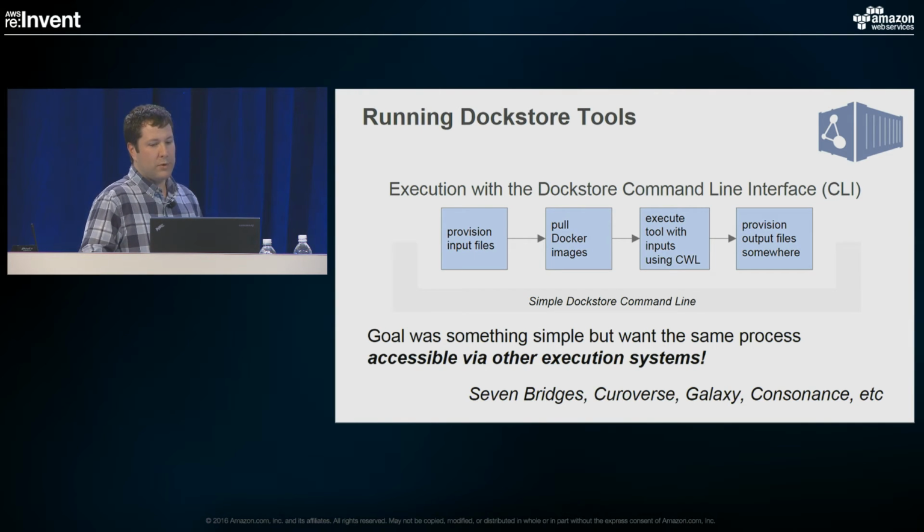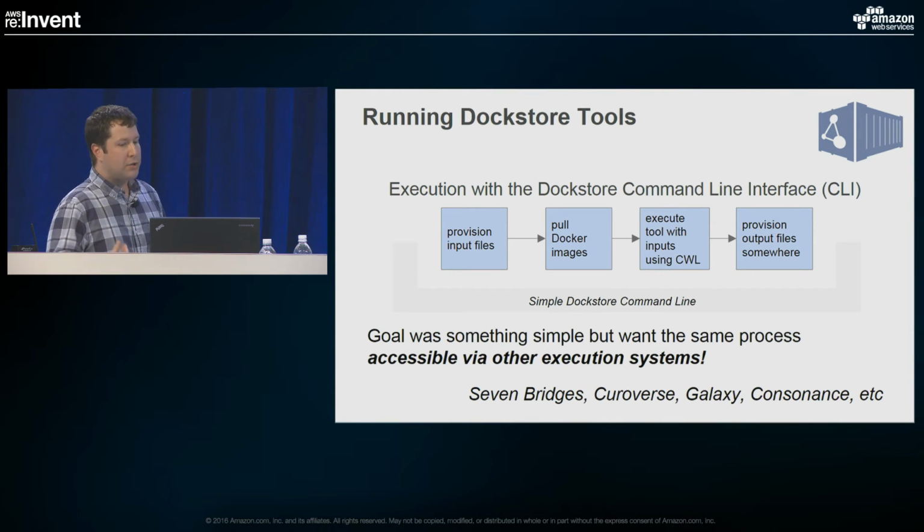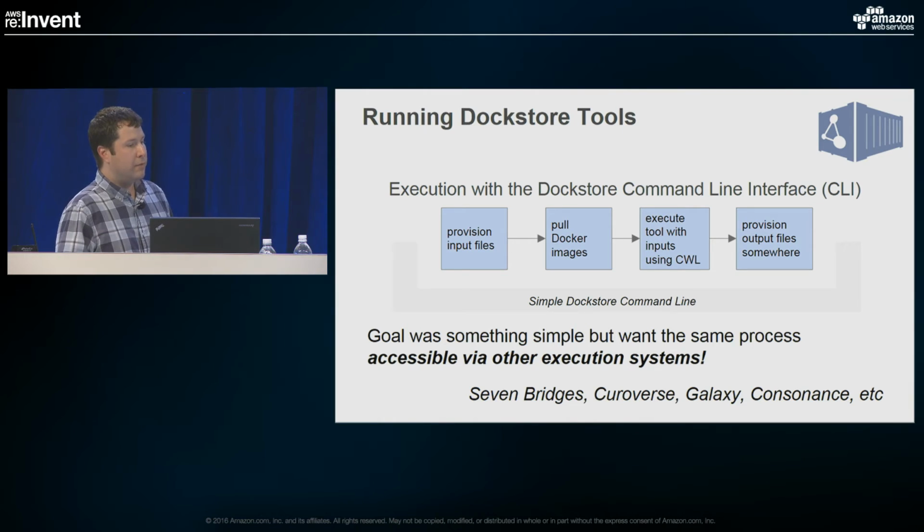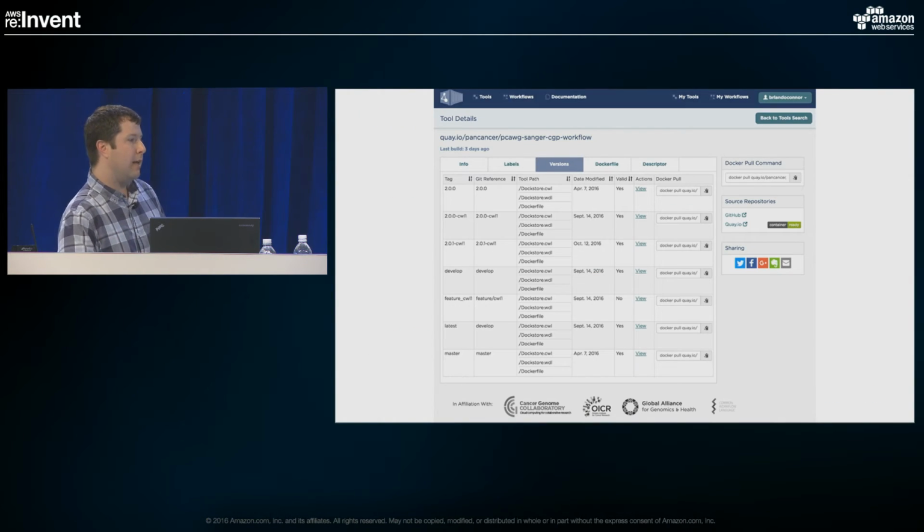What we're trying to work towards in the future is that we don't want to be the only execution platform out there. We actually want 7bridges and Cureverse and other commercial platforms, as well as open source platforms like Galaxy and Consonance, to be able to pull and use tools and workflows from Dockstore as well. So we hope that in the long run, our goal is to have Dockstore tools runnable in a wide variety of platforms that allow you to scale up.